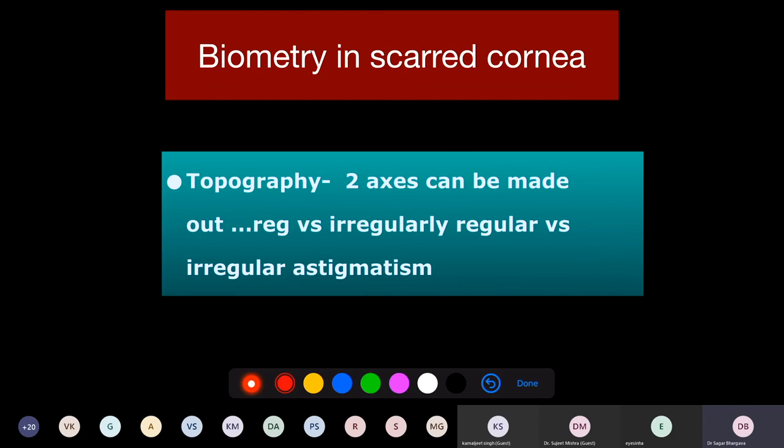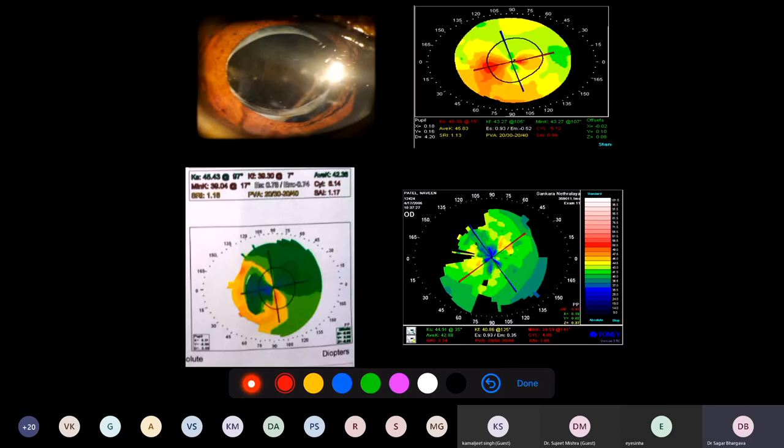Now in scarred corneas, we had done a class on topography. So scarred cornea topography is very important to understand whether you can make out two axes. I'll give you some examples. So this is a linear scar on the cornea. It gives you a topography picture like this, and it's an absolutely normal bow tie kind of appearance. In this patient, you can go ahead with whatever lens you want to put.